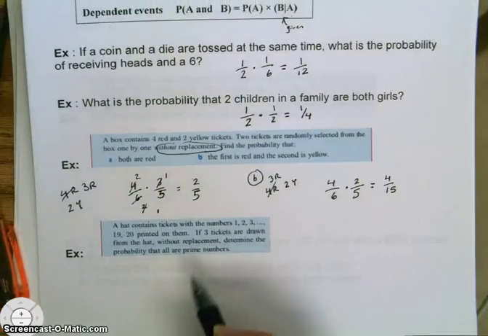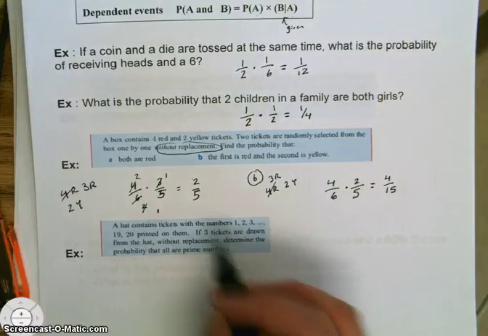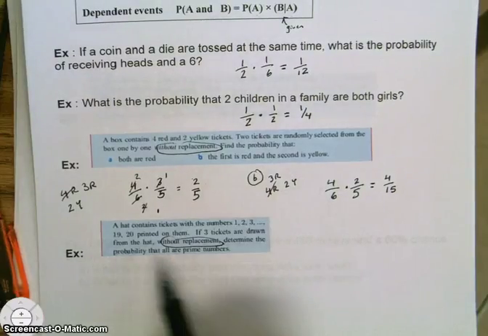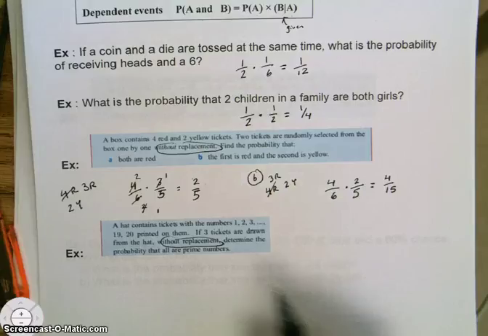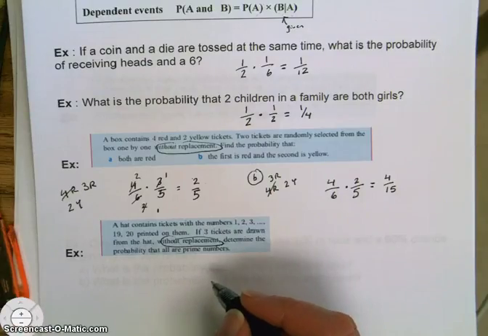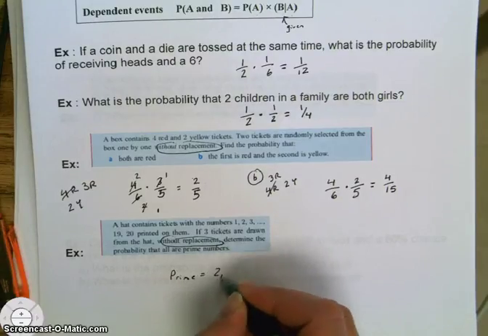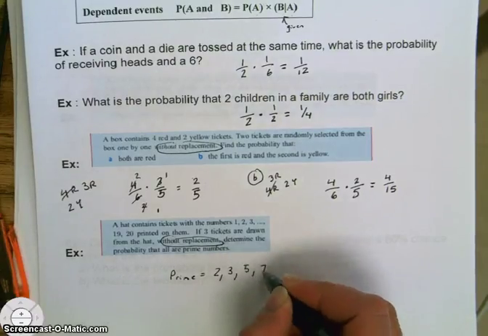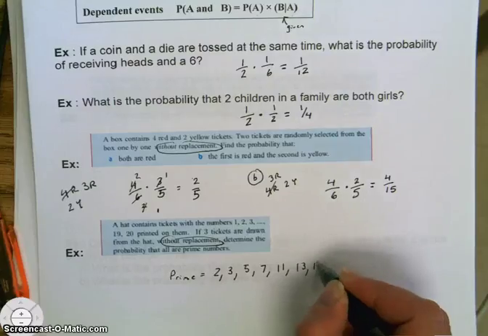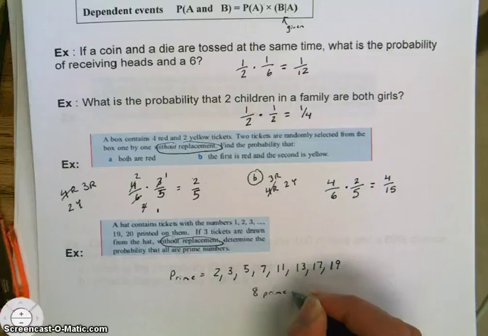And the last one here, it says a hat contains tickets with the numbers 1, 2, 3, all the way up through 20 printed on them. If 3 tickets are drawn from the hat without replacement, okay, so we're dependent again, determine the probability that all are prime numbers. So we need to list out all our prime numbers. 1 is not defined to be prime. Okay, a prime number is a number larger than 1 whose only factors are 1 and itself. Okay, so I'm going to list out my prime numbers, and those are 2, 3, 5, 7, 11, 13, 17, and 19. There are, in fact, 8 prime numbers in this interval.